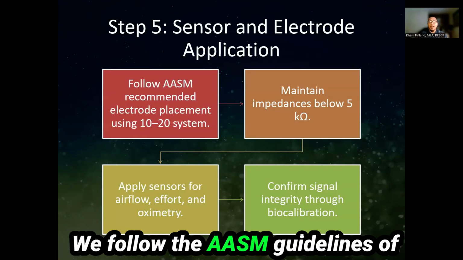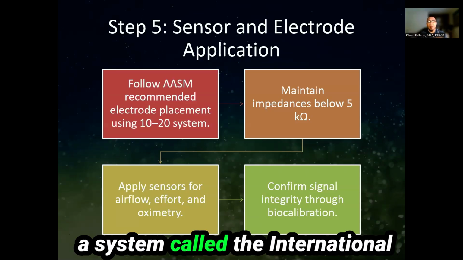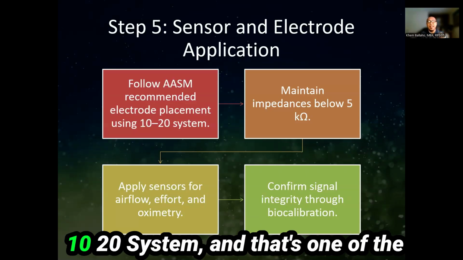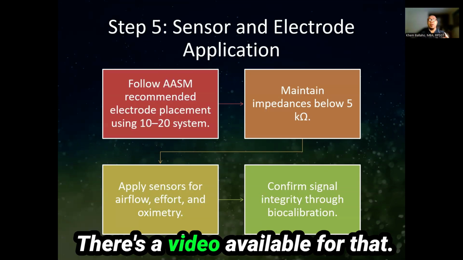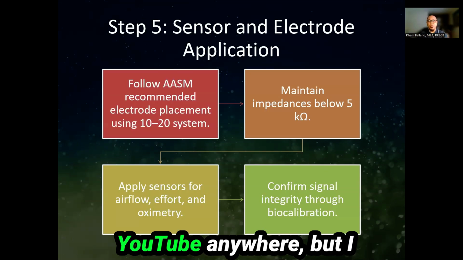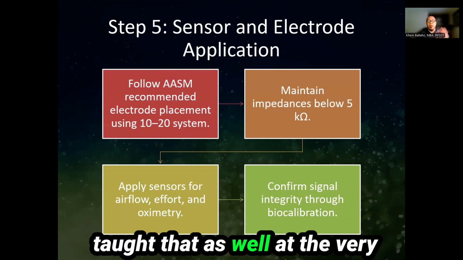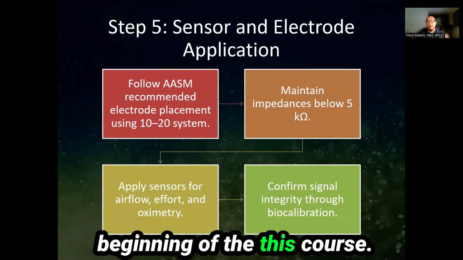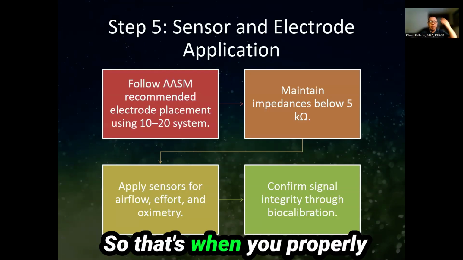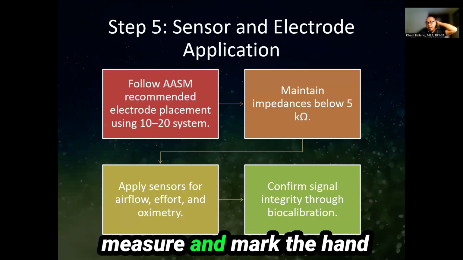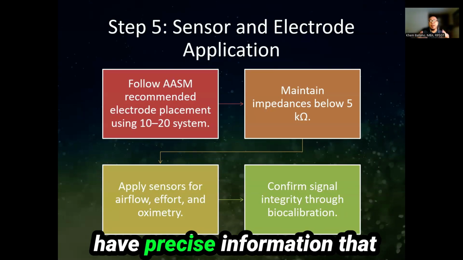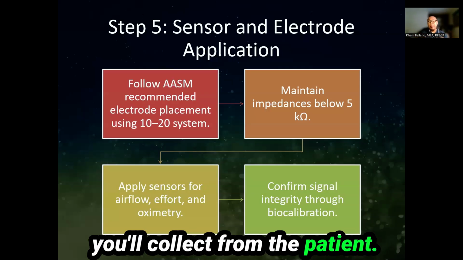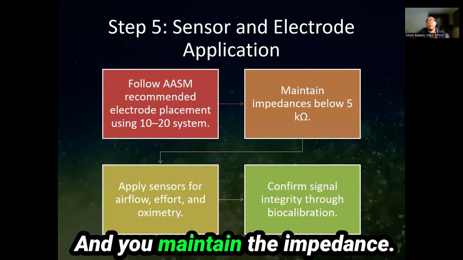We follow the AASM guidelines of a system called the International 10-20 system. That's one of the very first chapters in this course, and there's a video available for that. You can even see it on YouTube, but I taught that as well at the very beginning of this course. That's when you properly measure and mark the head where you're going to place the electrodes so that you can have precise information that you'll collect from the patient. Okay. And you maintain the impedance.